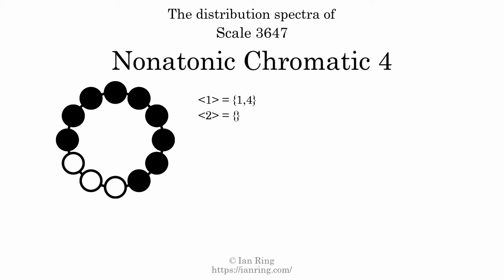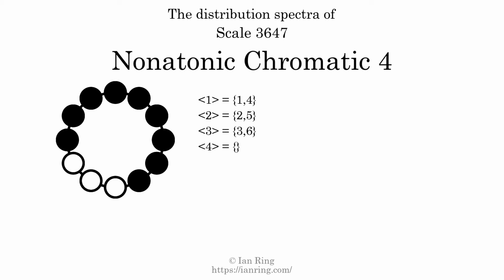The generic interval of 2 scale steps comes in 2 different specific interval sizes, 2 semitones and 5 semitones. The spectrum width of this generic interval is 3. The generic interval of 3 scale steps comes in 2 different specific interval sizes, 3 semitones and 6 semitones. The spectrum width of this generic interval is 3.